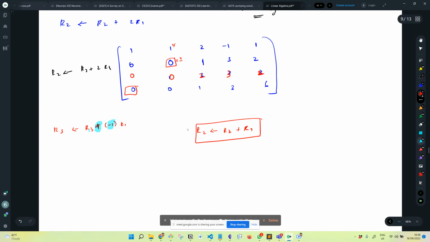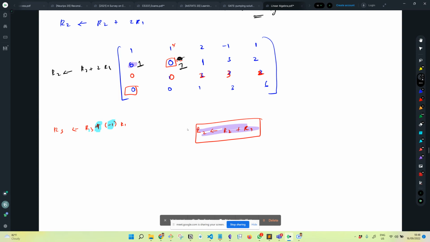But if you do R2 equals R2 plus R1, what will happen? The entry that you made 0 also gets disturbed, right? You're right in saying that this entry will become 1, but you're also making the other entry 1, right? But in our RREF, this is not at all okay.